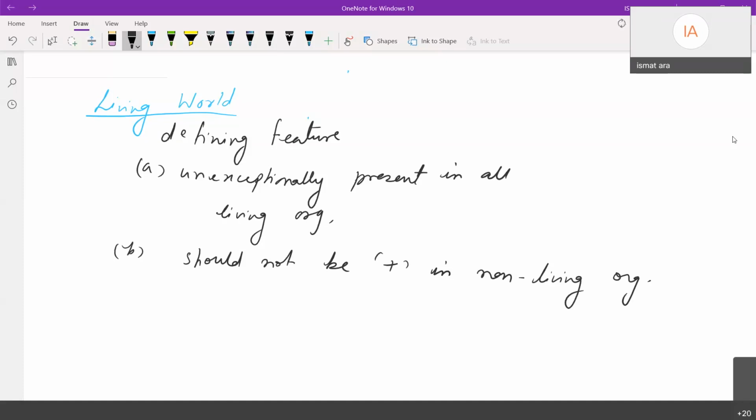So, we can say that cellular structure is a defining feature. How, students? Because the cell is not present in non-living things, that we know. And every living organism, whether unicellular, multicellular, prokaryote, or eukaryote, is made up of cells. So, cellular structure is a defining feature. We can conclude here that cellular structure is a defining feature. So, this is the first part.